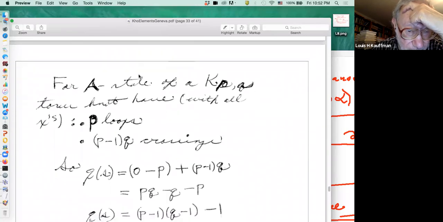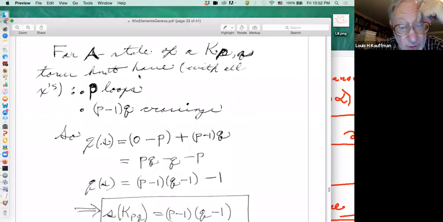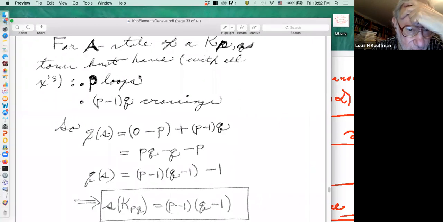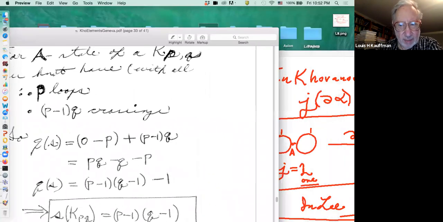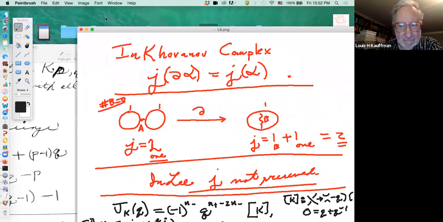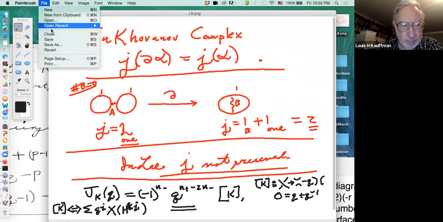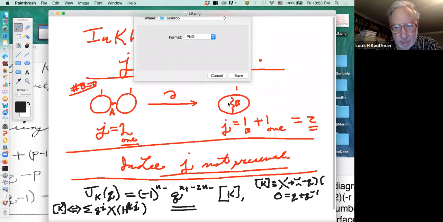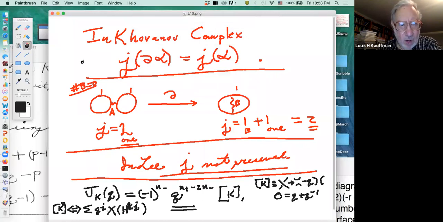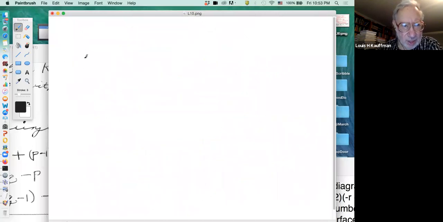So I have a PQ torus knot, and how many crossings are there in a PQ torus knot, and what does it look like? Let's go back to our drawing board and think about that. Oh, and what about the Seifert surface genus? Let's look at the example that we had.